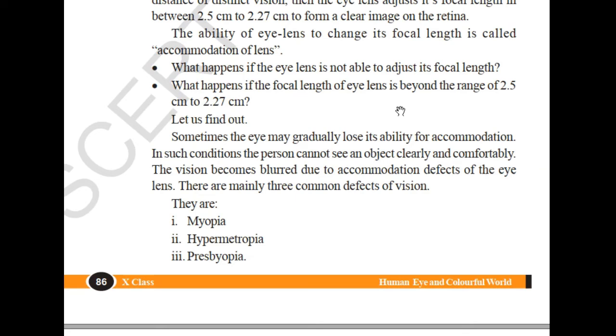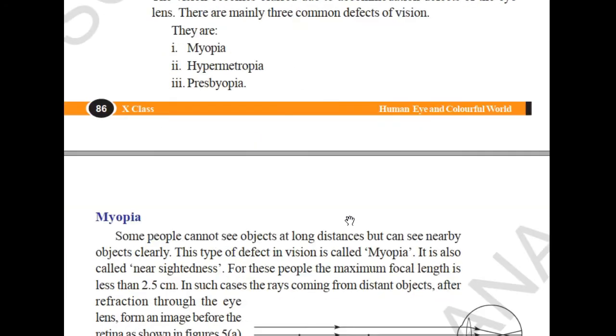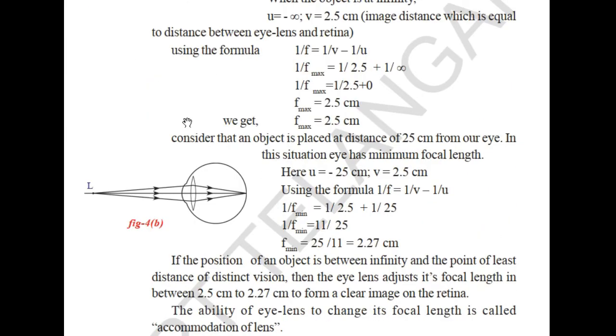Okay, hi everyone. So in this video, I will be continuing the topics where we have left. Last class I told you there will be some eye defects due to weakness in the ciliary muscles, or if the accommodation ability of the eye gets lost. So we are going to get these three defects: myopia, hypermetropia, presbyopia.